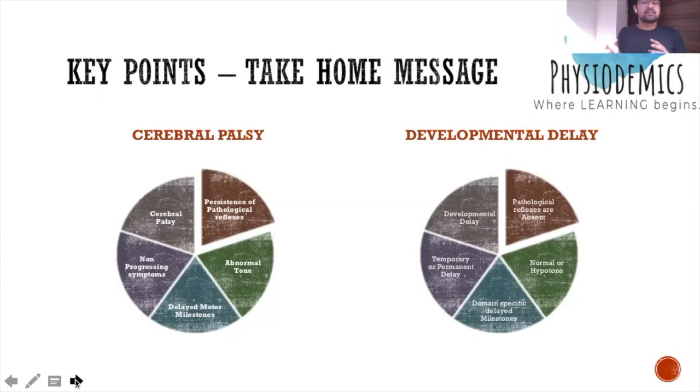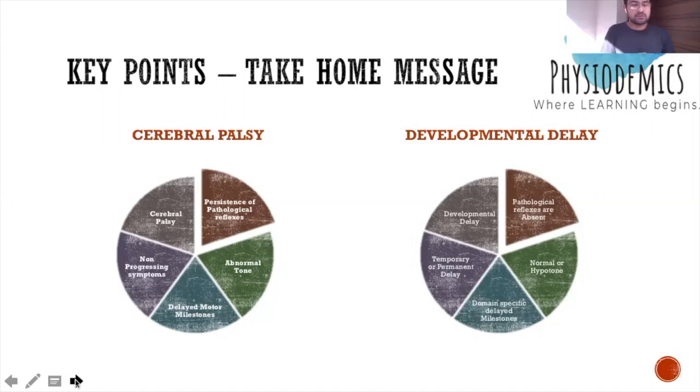When we compare cerebral palsy and developmental delay, in cerebral palsy there is a persistence of pathological reflexes which are not getting integrated, whereas there is no pathological reflex activity in developmental delay. In cerebral palsy there is abnormal tone, whereas developmental delay usually has normal tone or hypotonia, and the child is just not able to cope with it. This is particularly in terms of motor development, which I'm specifically guiding you on. In developmental delay there are delayed motor milestones, whereas with domain-specific delay, the symptoms are going to be according to the domain.